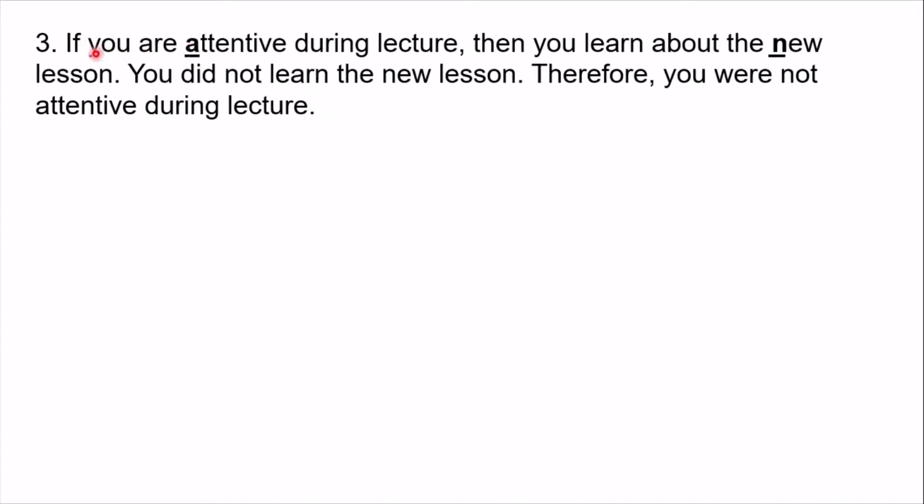The antecedent would be, if you are attentive during lecture, okay, that is A. Our then is an implication, you learn about new lesson. So our first premise would be A implies N, okay, because of if then. Now, the second statement, which is the second premise, you did not learn the new lesson. Take note that you learn new lesson is already our N. Since it has a negation, which is not, then the second premise would be not N.